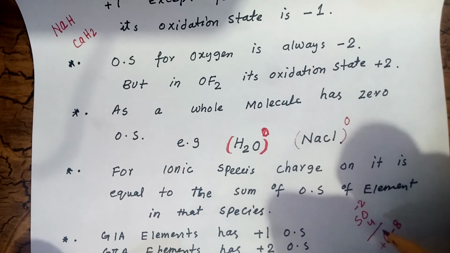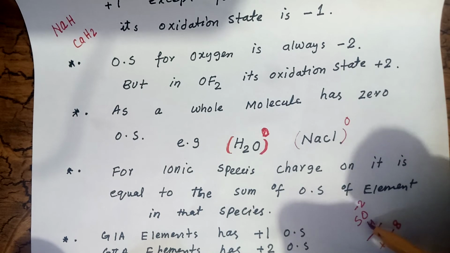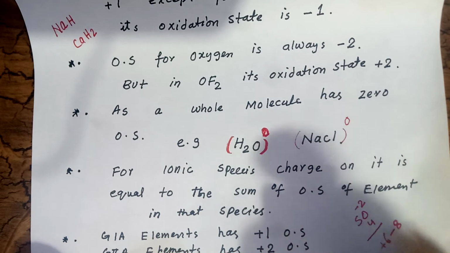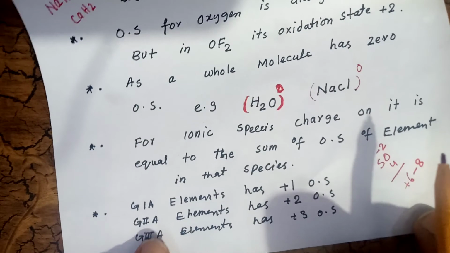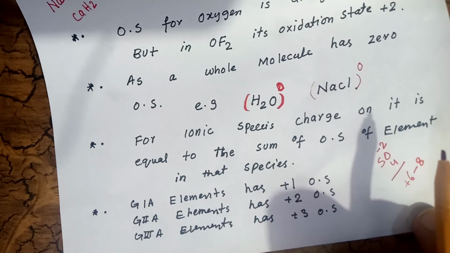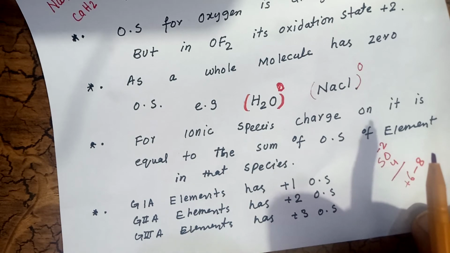So the charge on an ionic species will be equal to the sum of the oxidation states of the atoms or elements present in it. Now the last rule, and it is a very important rule: group 1A elements have the oxidation state of +1 always. Group 2A elements have the oxidation state of +2 always. Group 1A elements mean lithium, sodium, potassium, rubidium, cesium, francium.